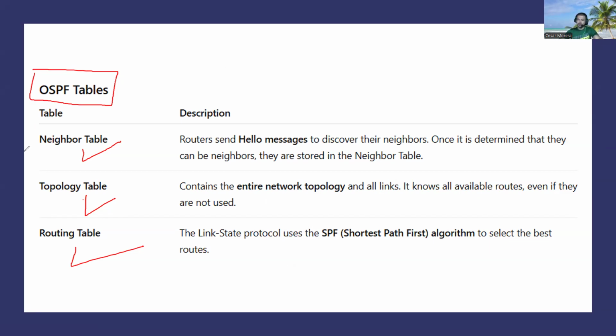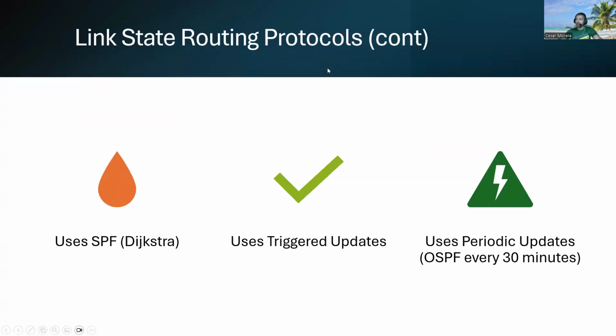So let's clear the drawings here. Let's move on and learn more about it. What else do we have? Link state routing protocols continued. OSPF uses SPF, the Dijkstra algorithm. It uses triggered updates and it sends periodic updates every 30 minutes. That's the way OSPF works.